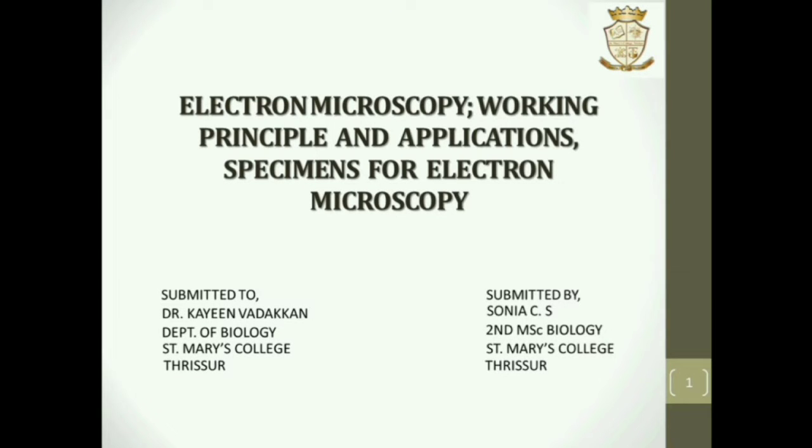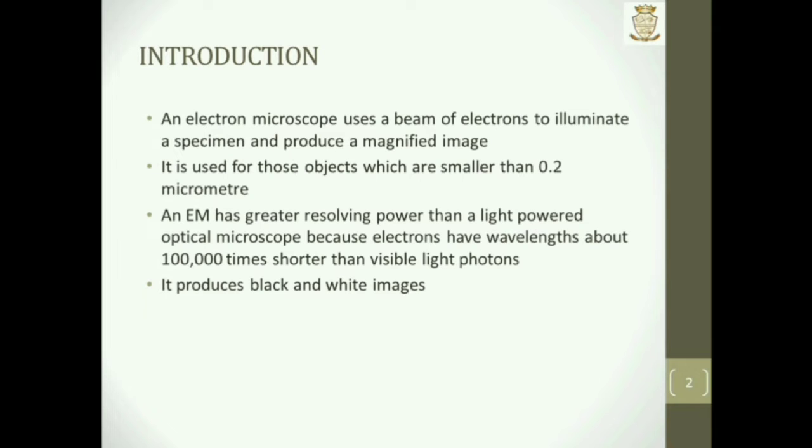In this video, we are going to discuss electron microscopy. An electron microscope uses a beam of electrons to illuminate a specimen and produce a magnified image. It is used for those objects which are smaller than 0.2 micrometer. An electron microscope has greater resolving power than a light-powered optical microscope because electrons have wavelengths about 1 lakh times shorter than visible light photons. It produces black and white images.